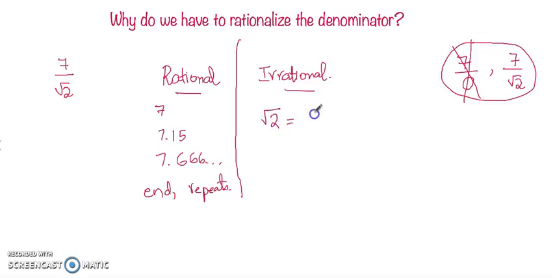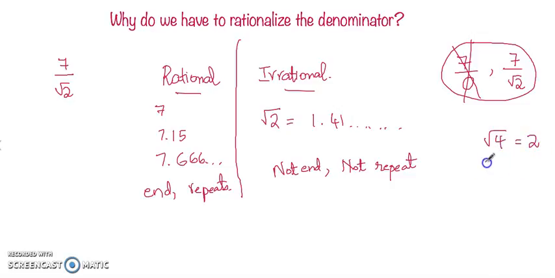When you put that in, you get 1.41, and it keeps on going forever. These numbers do not end, nor do they repeat. All these radicals which do not have a perfect square root, like the square root of 4, that's just 2, but the square root of 3, the square root of 2, all these radicals are irrationals.